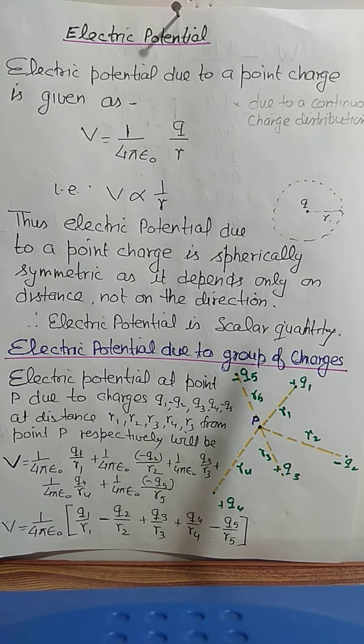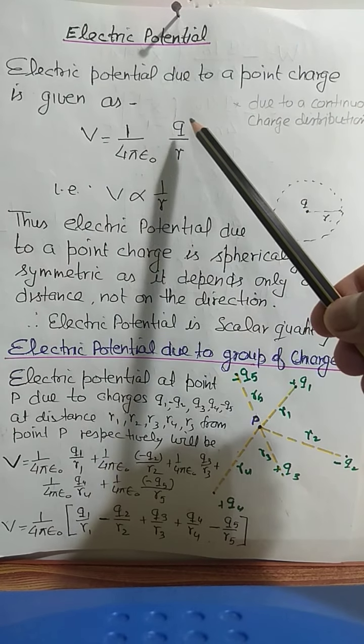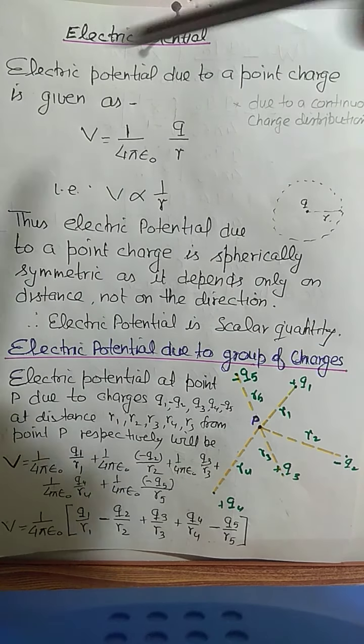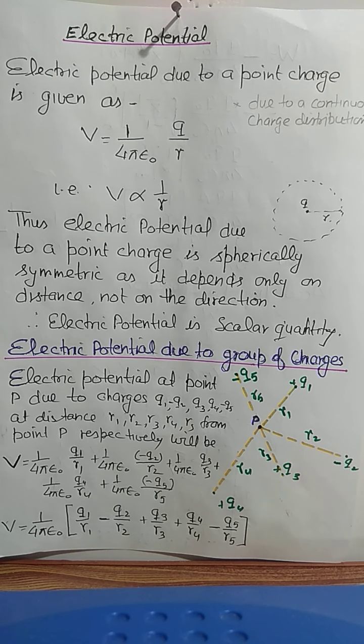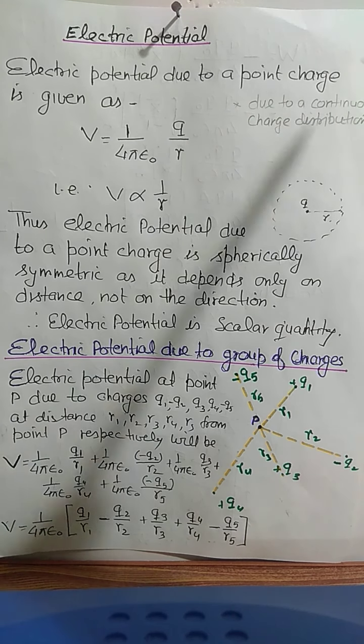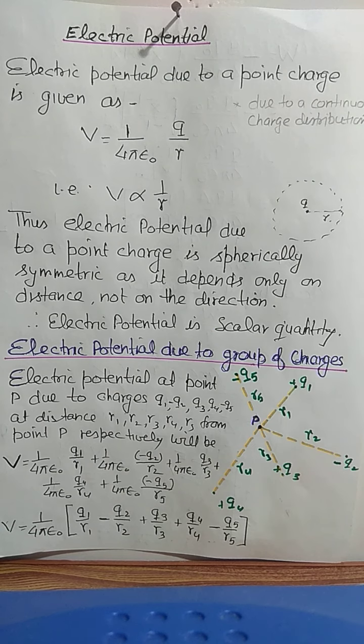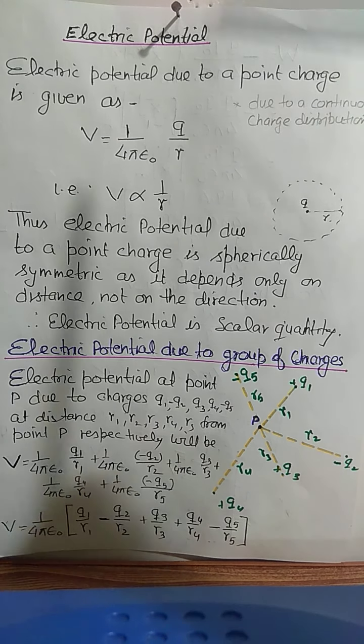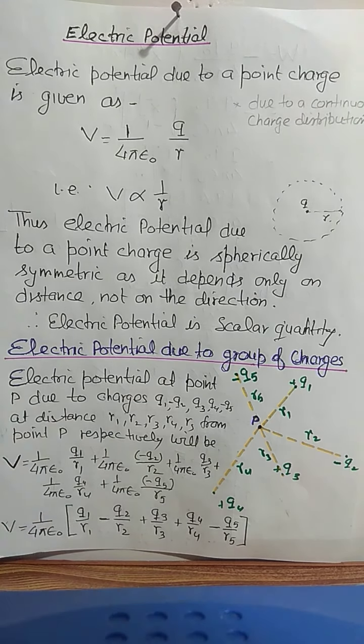You know, lambda is equal to Q by L. Then Q is equal to L lambda. So you put the value of Q as L lambda. Then V is equal to 1 upon 4 pi epsilon naught L lambda upon R. This will be the formula for the potential due to linear charge density. Yes? If it is a circle, L will be what?